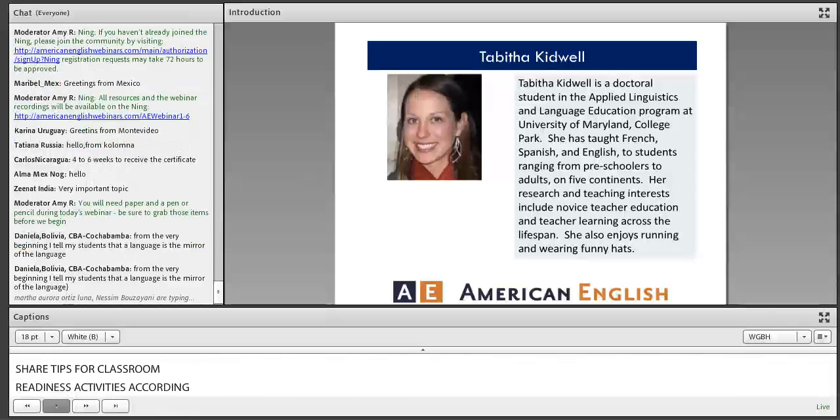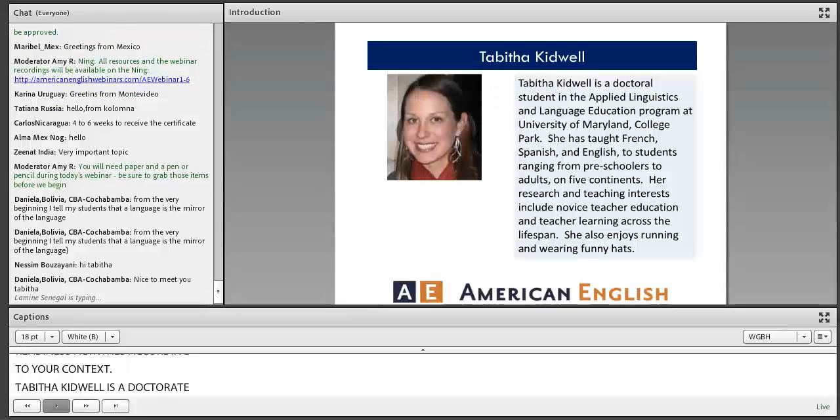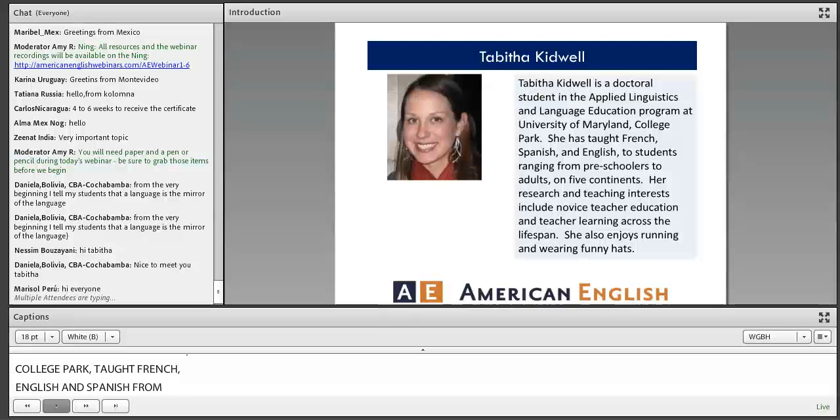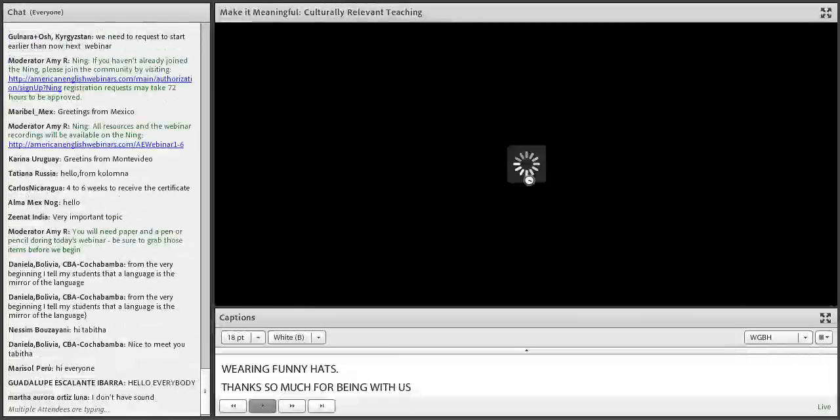Tabitha is a doctoral student in the Applied Linguistics and Language Education program at the University of Maryland in College Park. She has taught French, Spanish, and English to students ranging from preschoolers to adults on 5 continents. Her research and teaching interests include novice teacher education and teacher learning across the lifespan. She also enjoys running and wearing funny hats. So thanks so much for being with us today, Tabitha, and we look forward to hearing all we can.